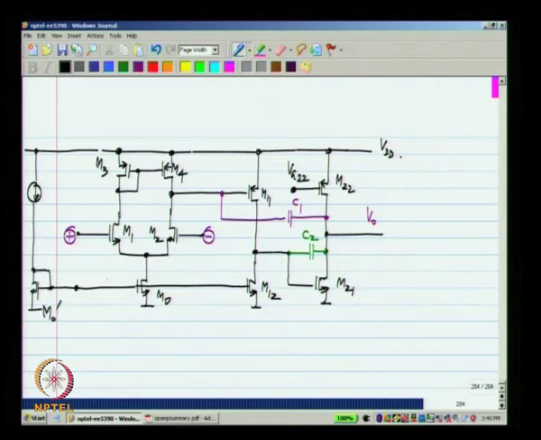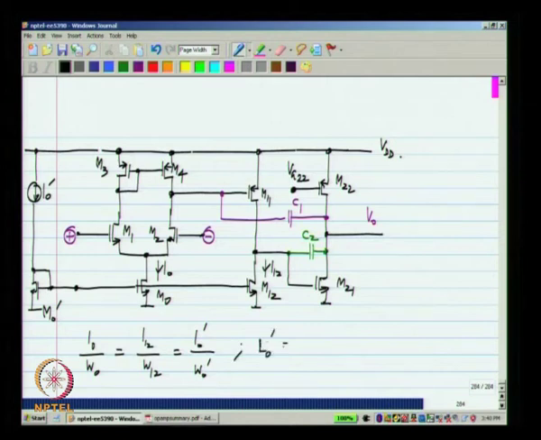Let me call this M0 prime and this is I0 prime. As usual, whenever you make a current mirror, you make the lengths of all transistors the same and the widths are in the ratio of the currents that you want. So, let us say this is I0 and this is I12. That means that I0 by W0 should be I12 by W12, which should be I0 prime by W0 prime, and L0 prime and L0 and L12 should all be equal to each other.